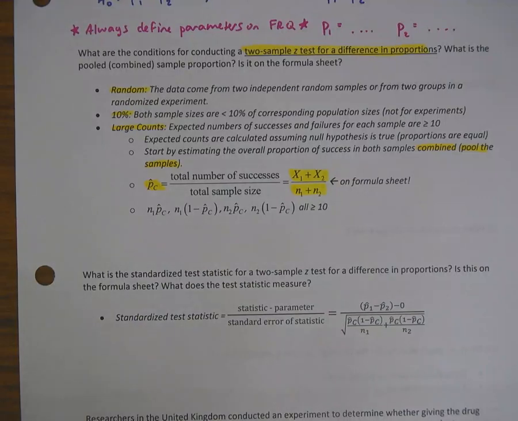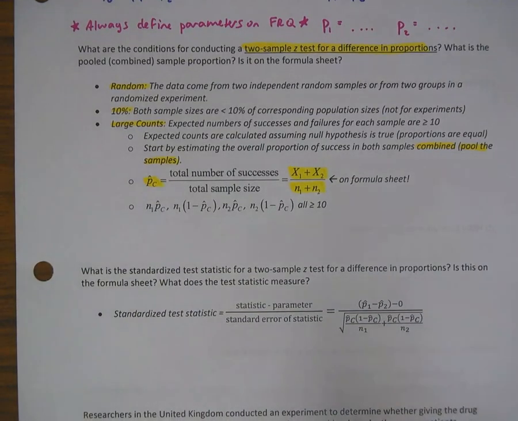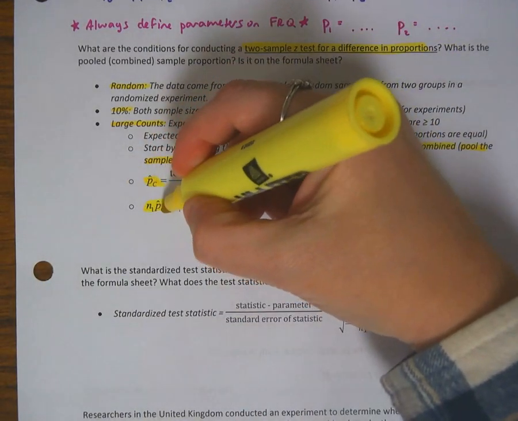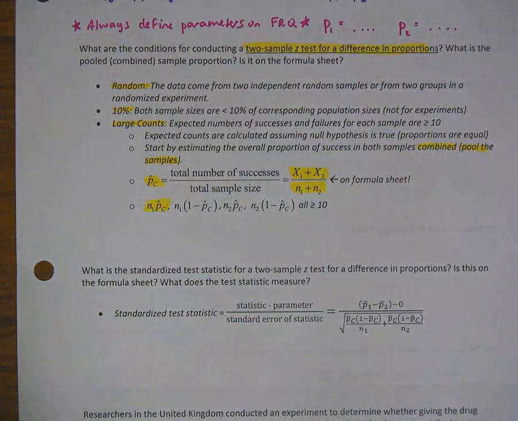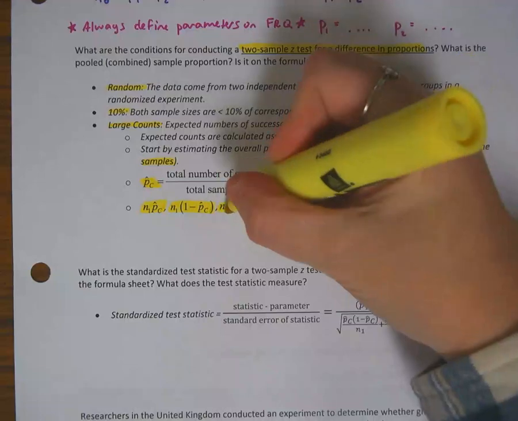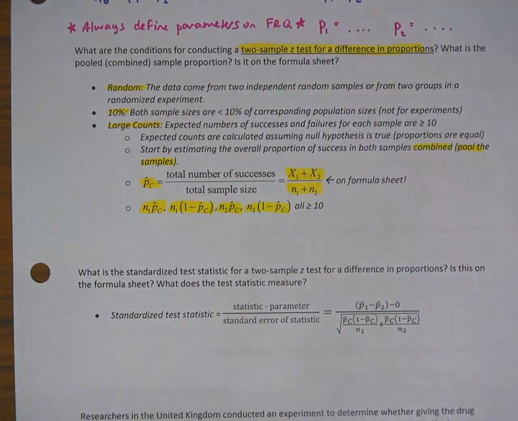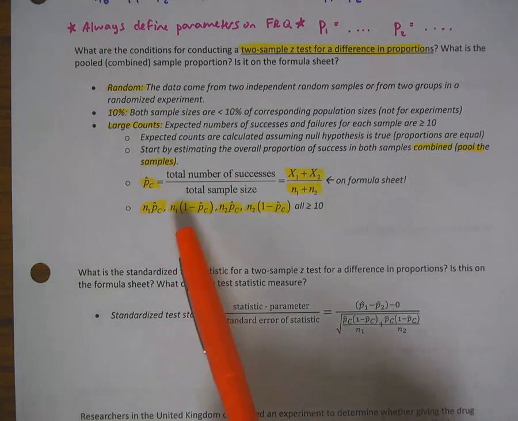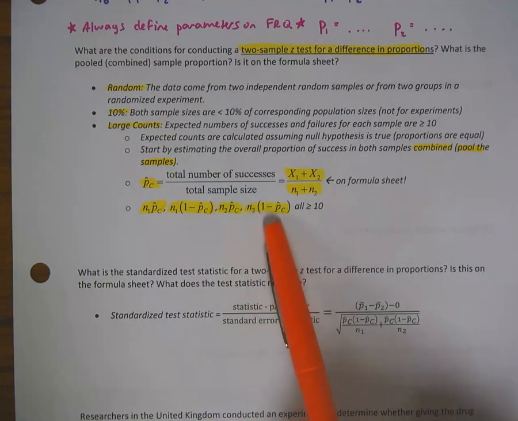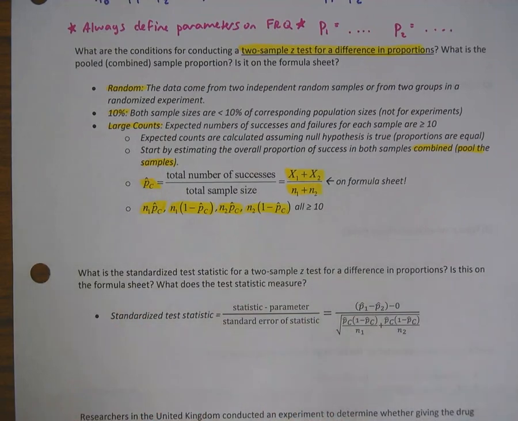All right, then you're going to use that to plug into the large counts formula. So this is the fourth variation of large counts that we've seen. Sample size of population 1 times the pooled sample proportion, and sample size of population 1 times the complement of that. Those have to be greater than or equal to 10, and then the same thing must be true about the second population.